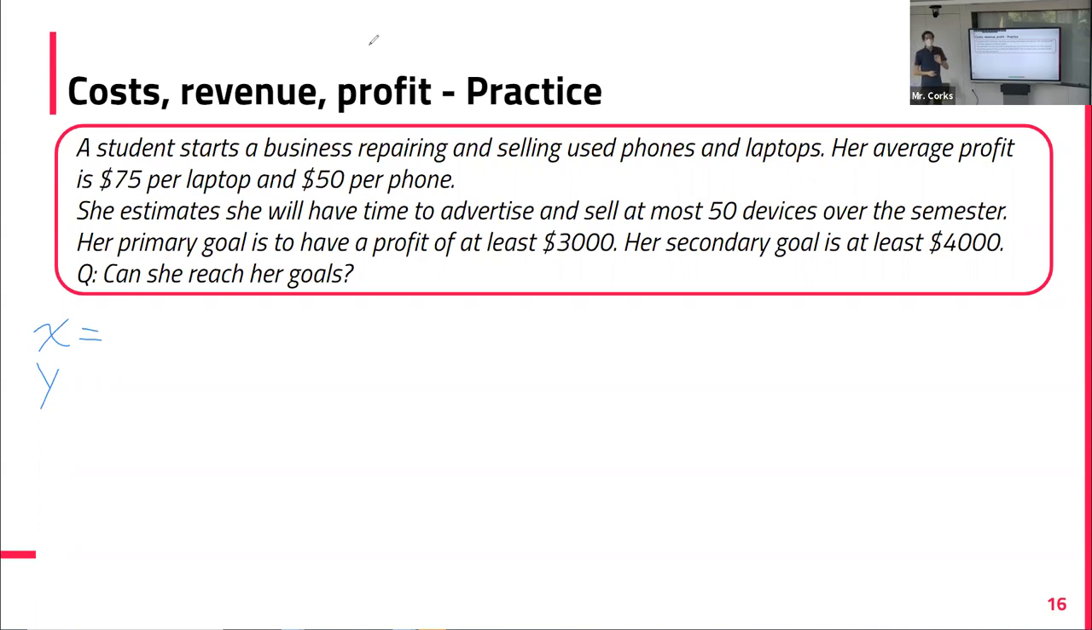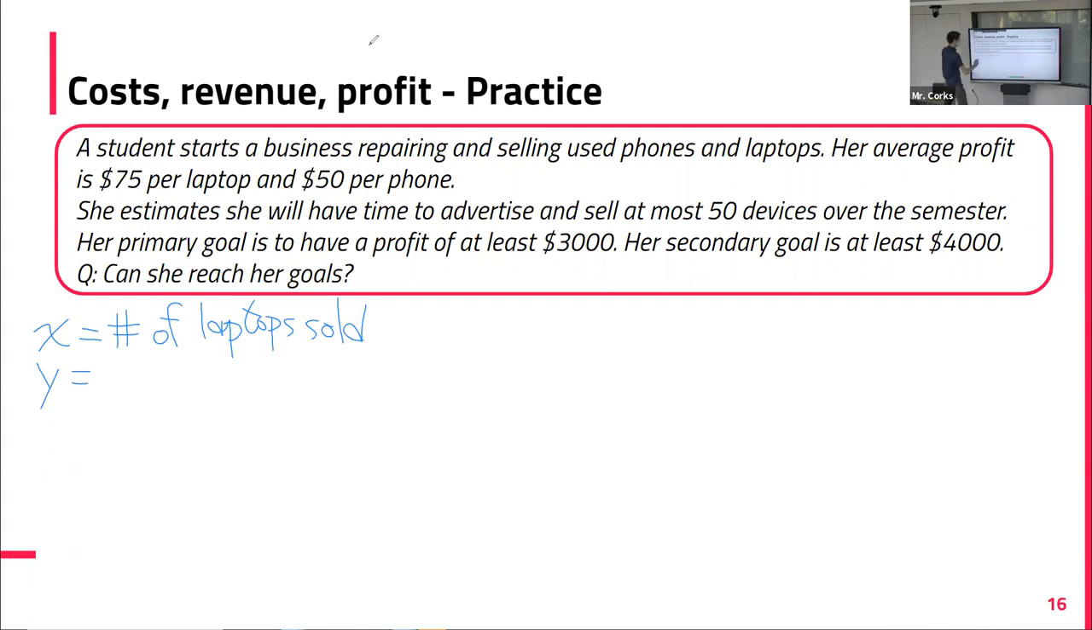We have to be very specific. What quantity of laptops? It's a variable, so it's not a number. We want to define the concept. So number of laptops, what? Sold. Okay, so we have to be very specific with our variables here. So X will represent number of laptops sold. And then what can Y represent?